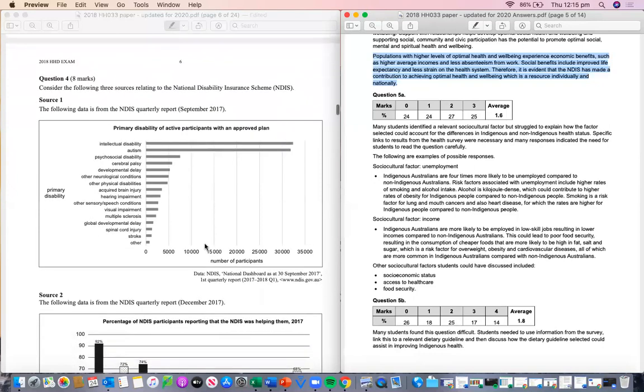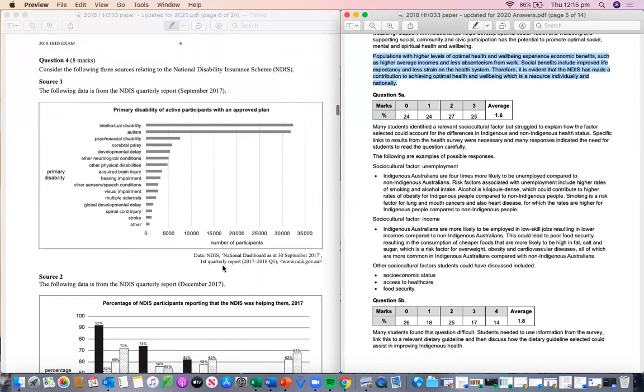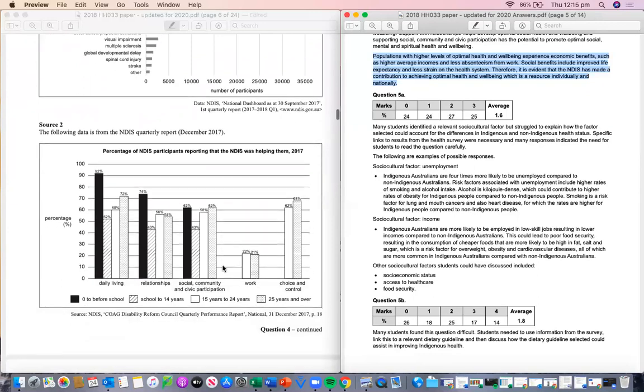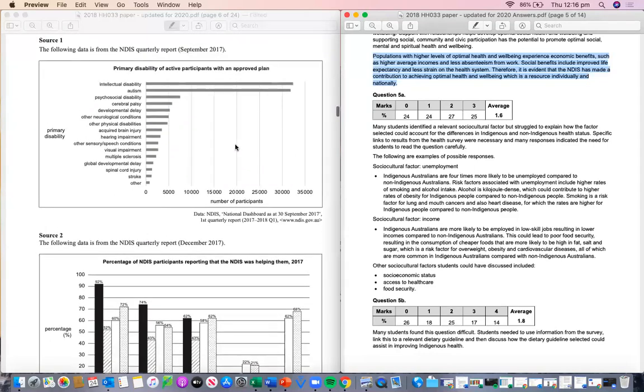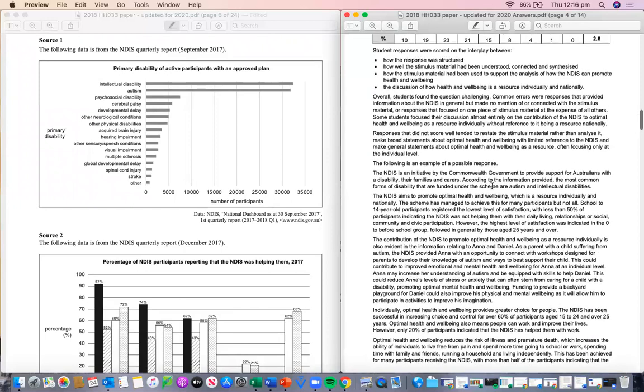So again, in particular with this question, just to summarize, you're trying to consider 3 sources of data at one time. So that's where you're looking at how this information makes sense. How are the marks actually coming from? Well, looking at the first source, you can see why the first mark would have been given, because we're looking at obviously the most common source of disabilities.